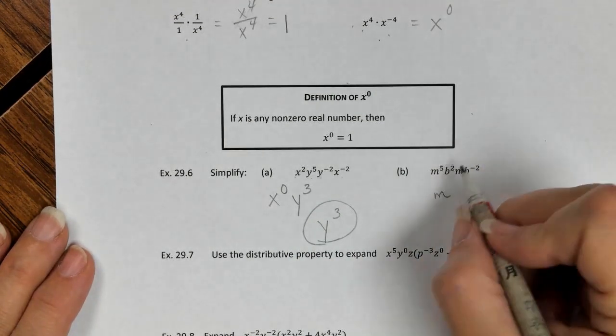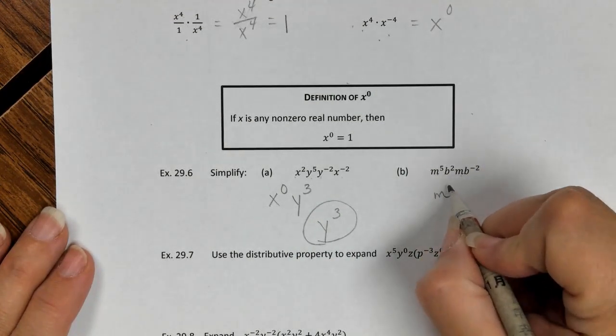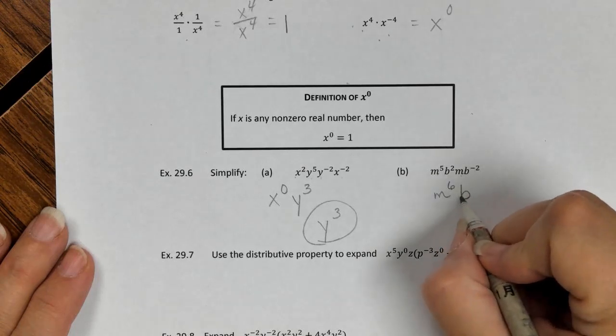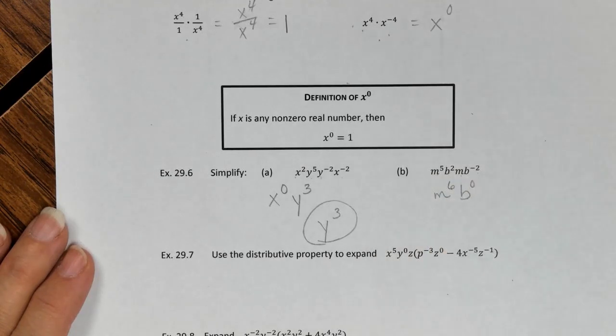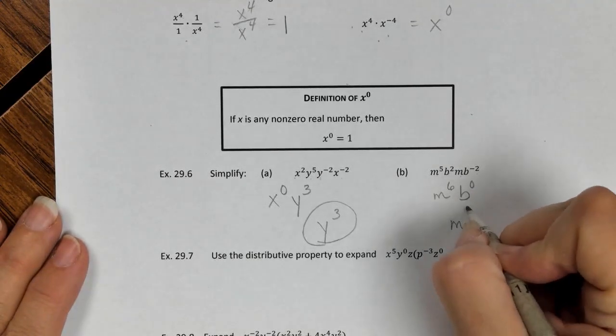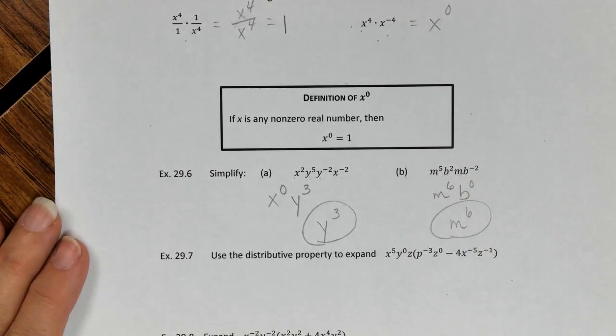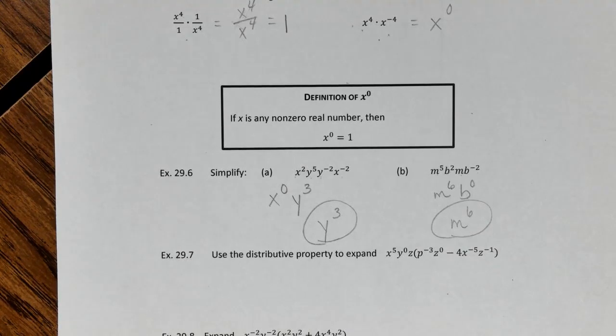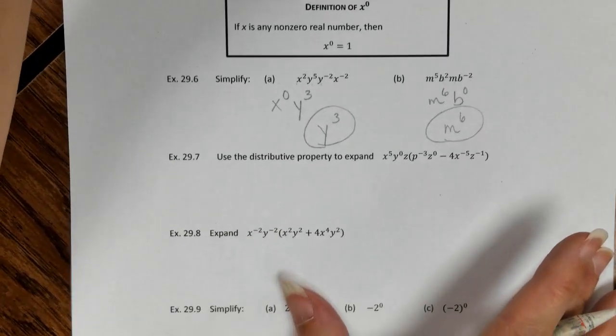Here, for m, we have a 5 and a 1. That's 6. And for b, we have a 2 and a -2. That gives us 0, 2 minus 2. Again, never leave it like that. Fully simplify it. b to the 0 is equal to 1. 1 times m to the 6th is just m to the 6th.